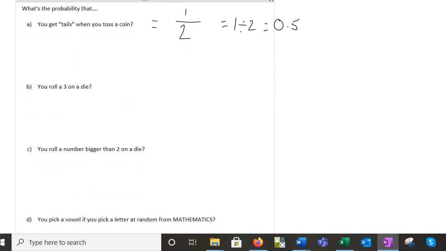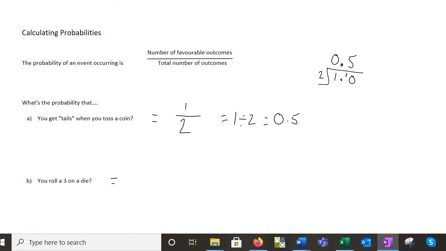You roll a 3 on a die. Well, again, let's think about our formula, or let's just scroll back up so you can see the formula. So the number of favourable outcomes, so that's saying how many 3's are on the die? Just 1. And what's the total number of outcomes? It's 6. So for this one, you maybe don't need to write it as a decimal. Read your question carefully. If it says what's the probability and doesn't say whether to give it as a fraction or a decimal, just leave it as a fraction.